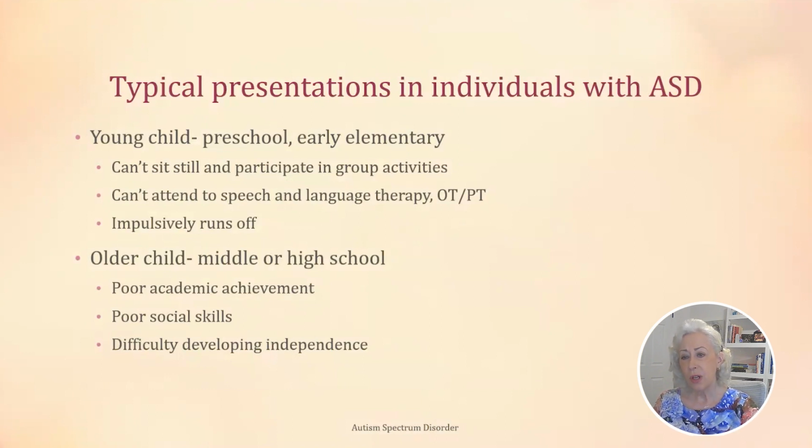Another presentation that I'd often see clinically is an older child in middle school or high school who has poor academic achievement, poor social skills, and particularly as they're moving into high school and maybe on to college, difficulty developing independence. They don't have the social skills or the organizational skills to facilitate the transition to high school or college or to the work world.